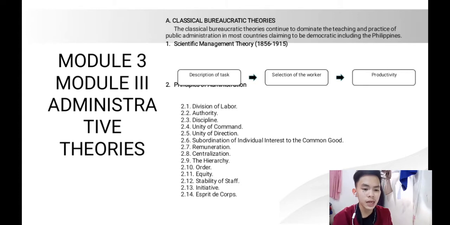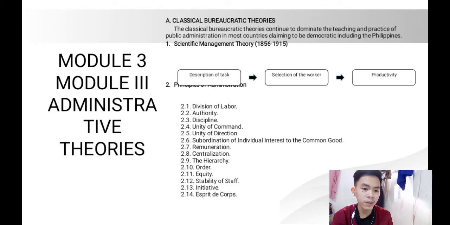Firstly, we have the classical bureaucratic theory. The classical bureaucratic theories continue to dominate in teaching and practice the public administration in most countries claiming to be democratic, including the Philippines. It views organizations as a social system in which powers and authorities flow from the top downward through a hierarchy. The three dominant theories that belong to these categories are the scientific management theories, the principles of public administration, and the bureaucratic model.